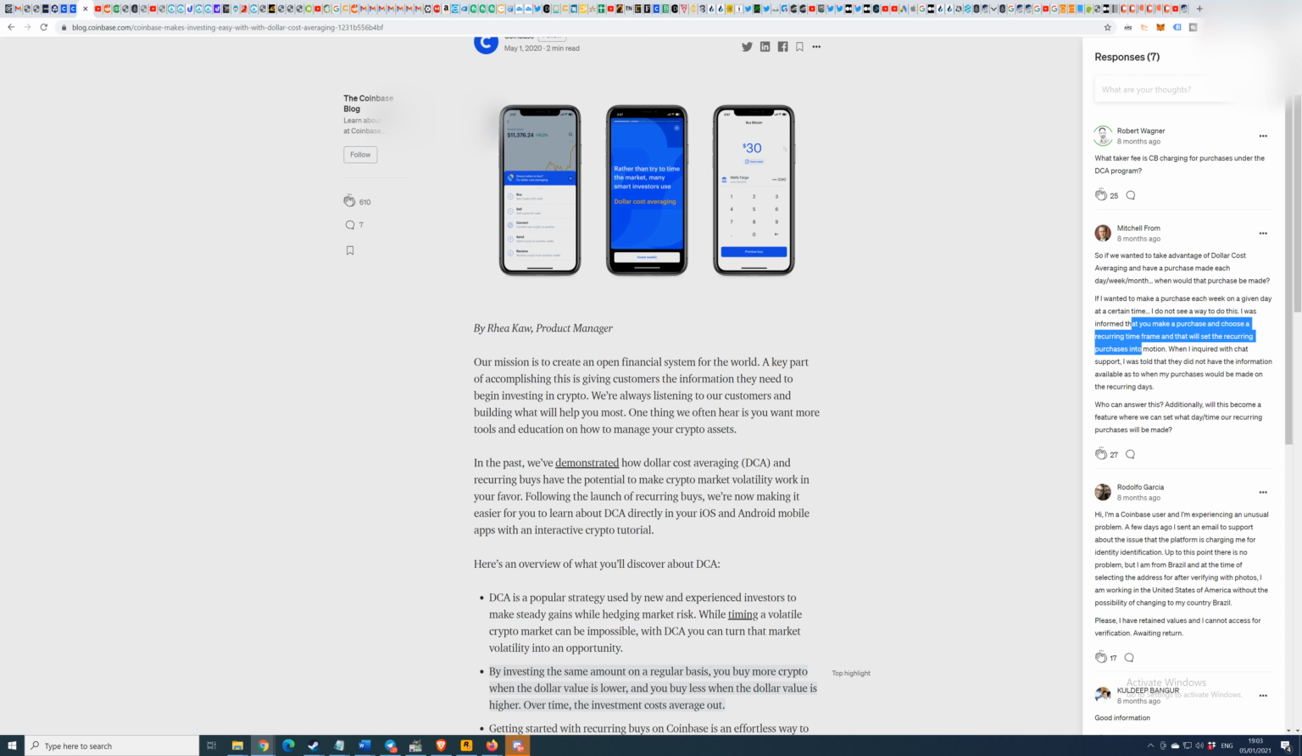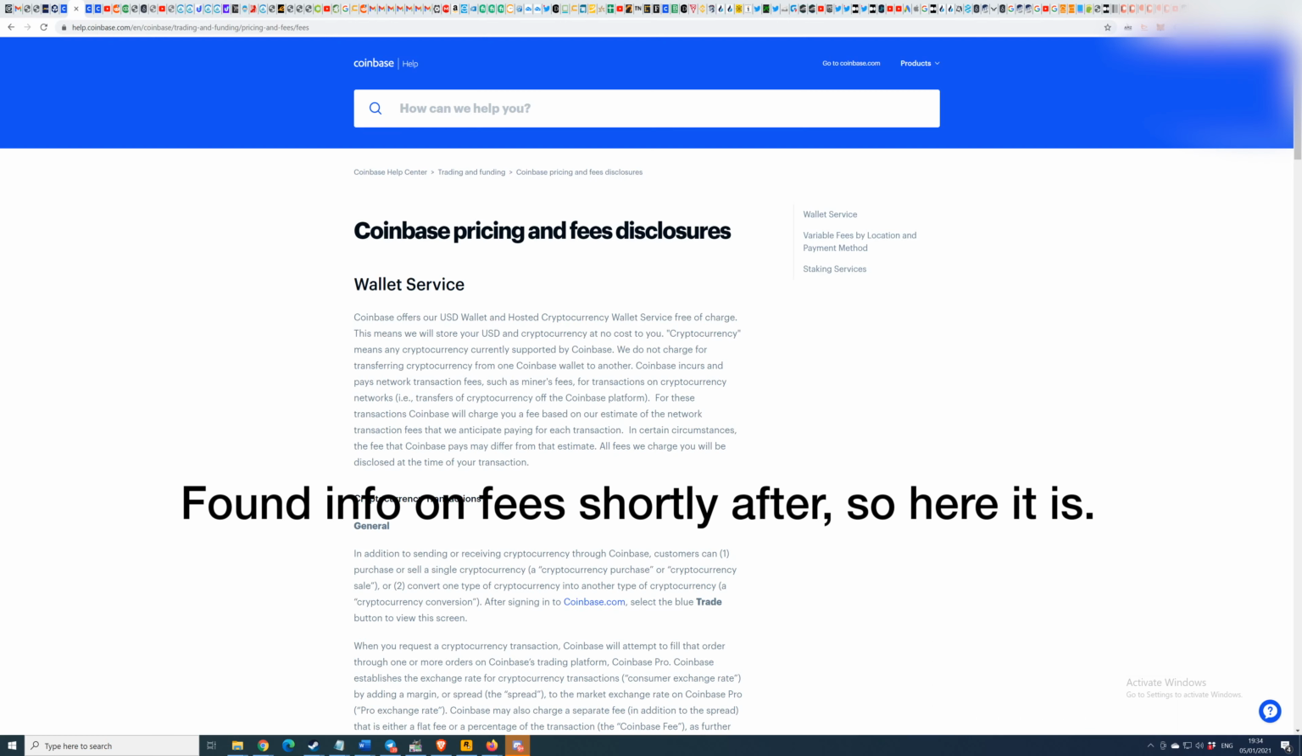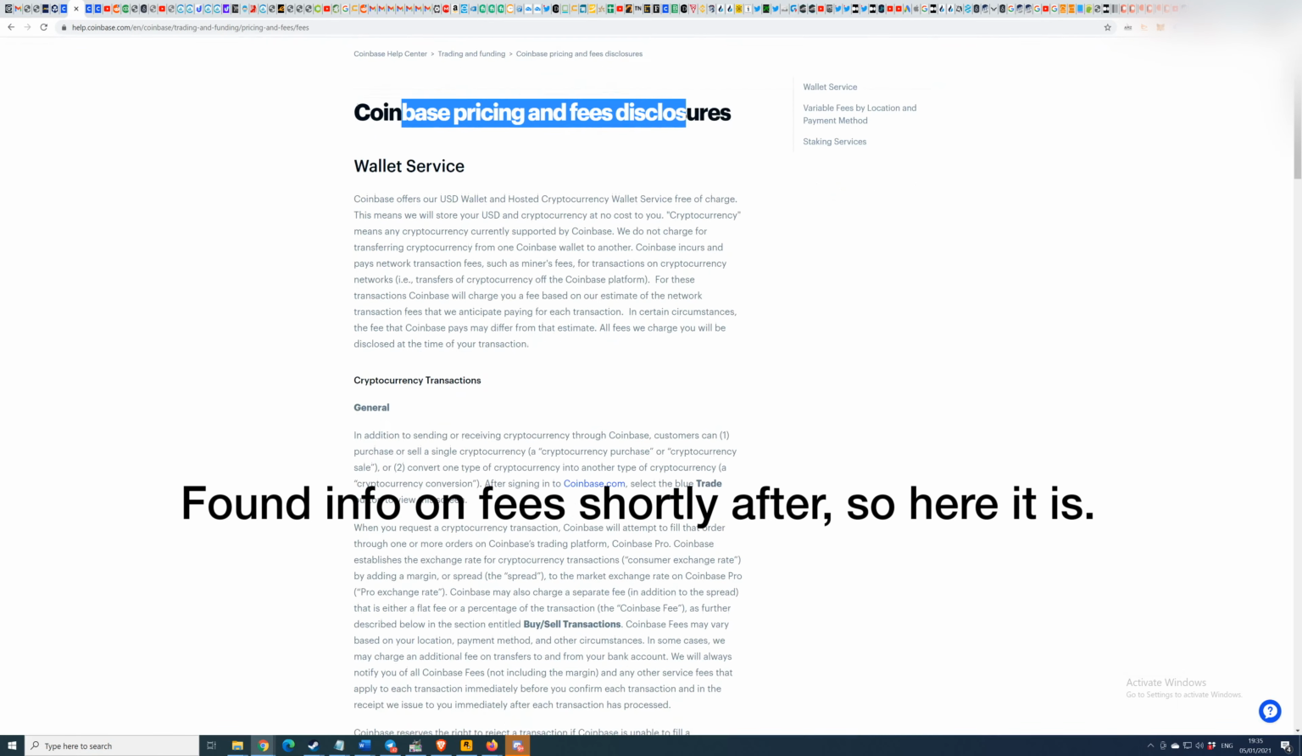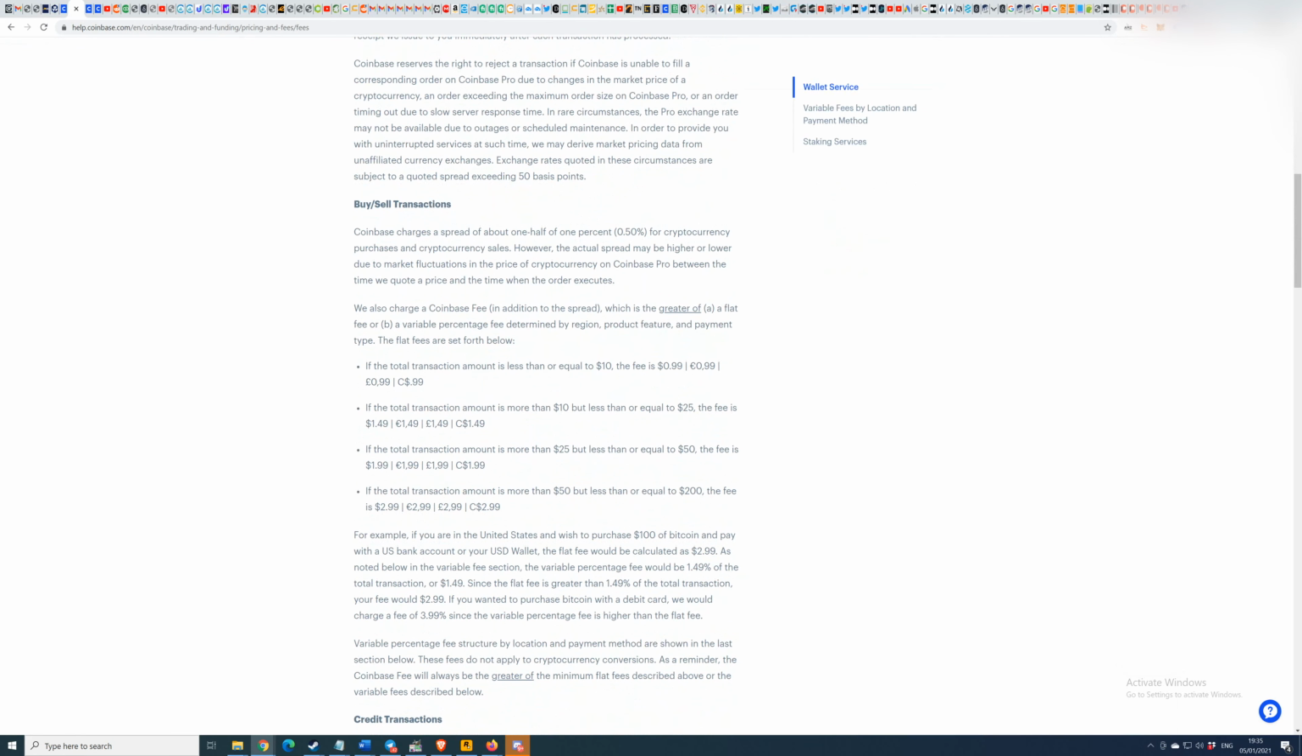Plus, the other thing we don't know is the fees. So how much are you going to be paying? If you're going to be buying small amounts like 25 euros, I actually found the fees. Here we go. So Coinbase pricing and fees disclosures is actually very, very similar to what we suspected.